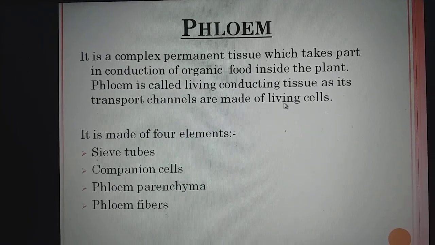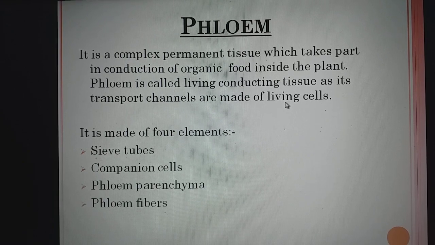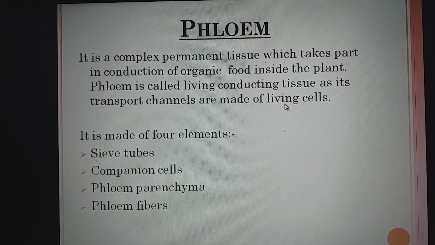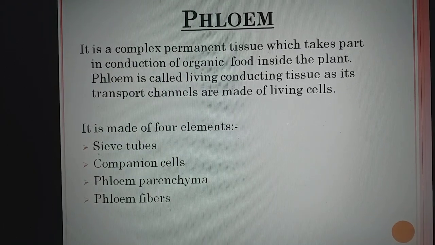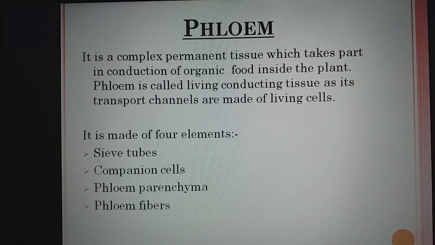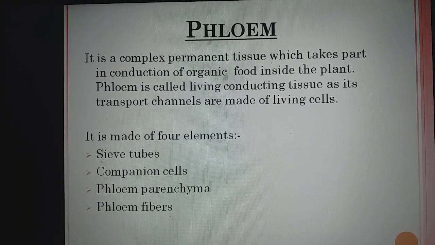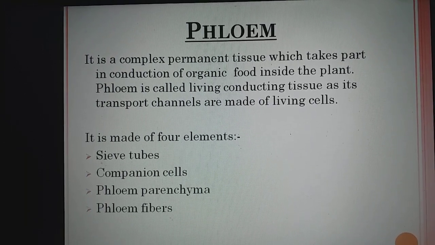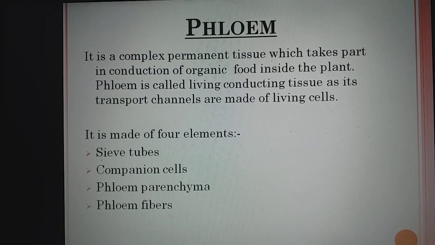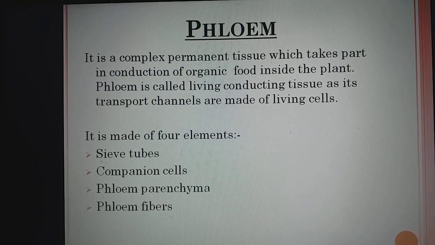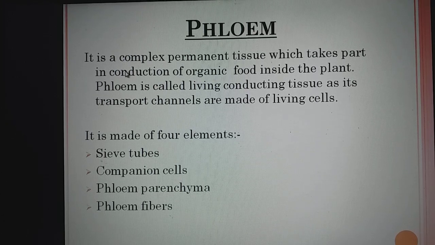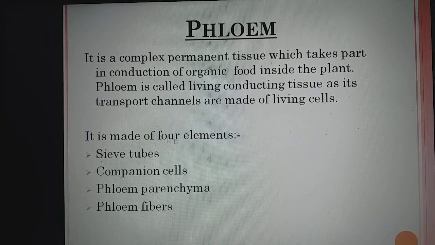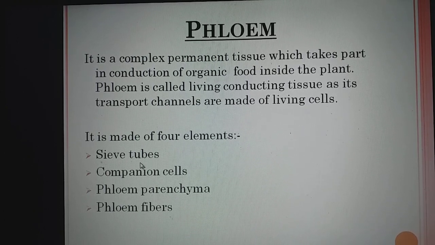So this is the basic difference. Earlier in junior classes you learned that xylem helps to conduct water and minerals, whereas phloem helps to conduct the prepared food. But the next difference that you will learn in class 9 is that xylem contains mostly dead cells, whereas phloem contains mostly living cells. Just as xylem has four elements, phloem also has four elements: sieve tube, companion cell, phloem parenchyma and phloem fibers.